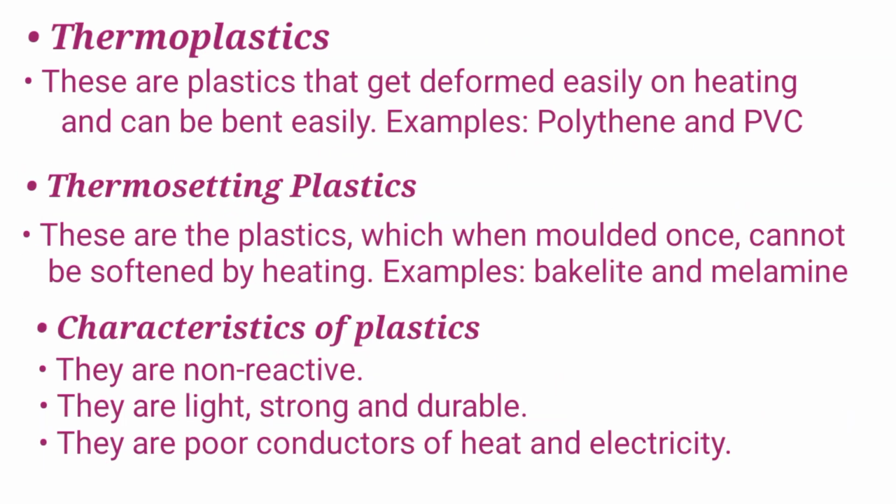Thermoplastics. These are plastics that get deformed easily on heating and can be bent easily. Examples: polythene and PVC. Thermosetting plastics. These are plastics which, when molded once, cannot be softened by heating. Examples: bakelite and melamine.